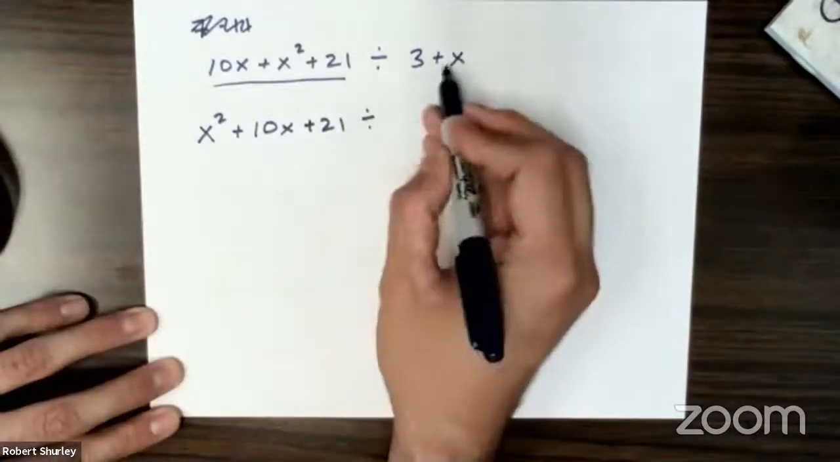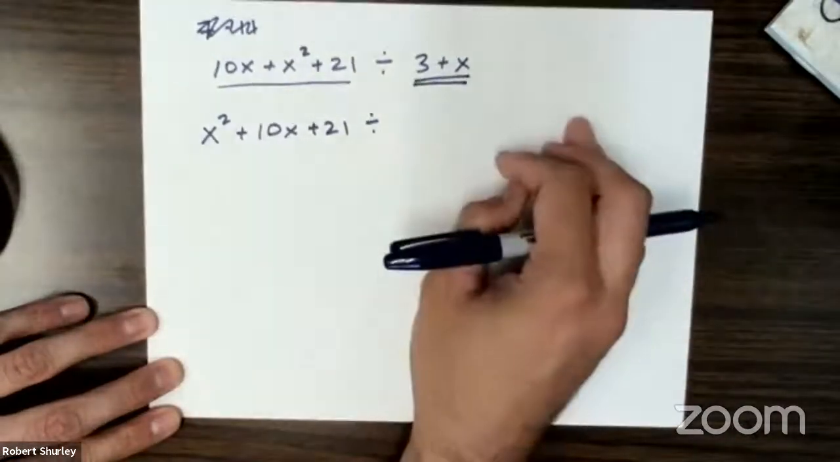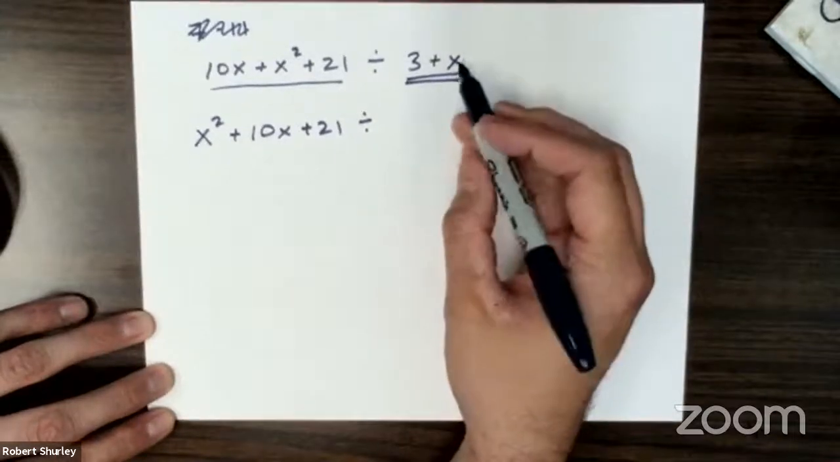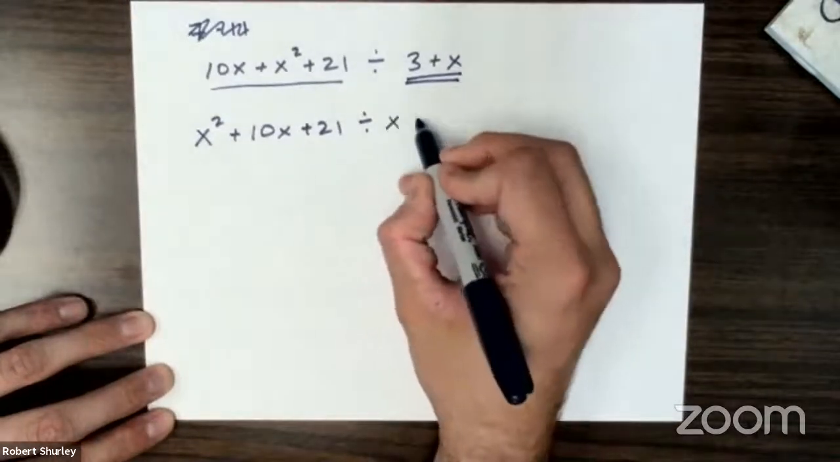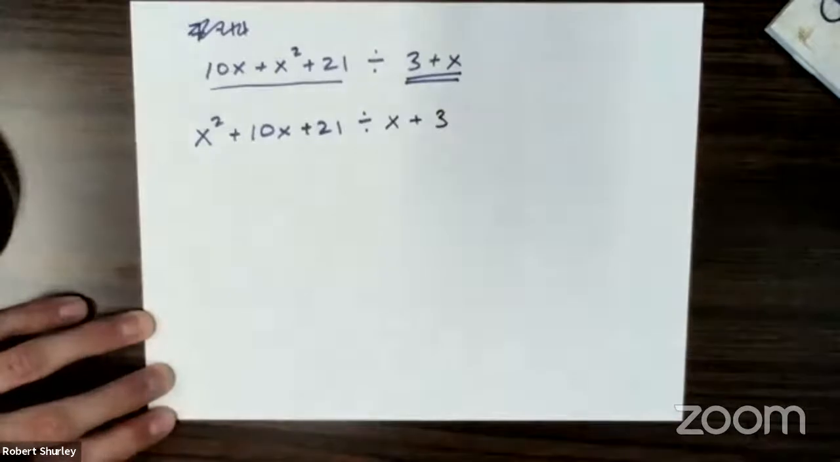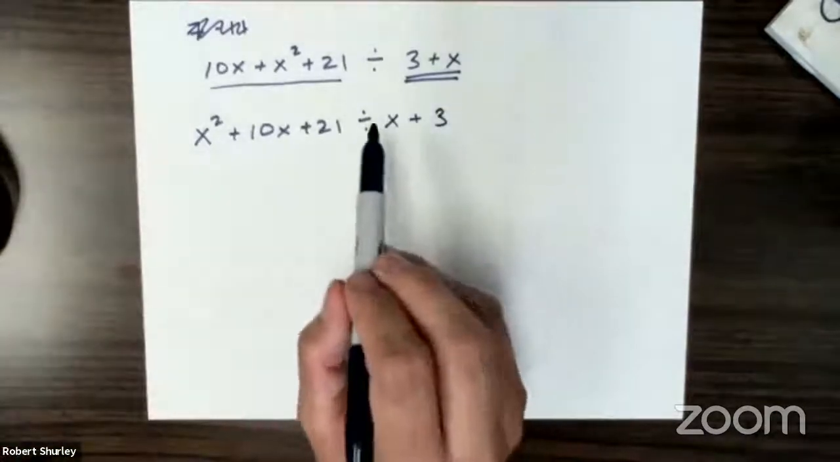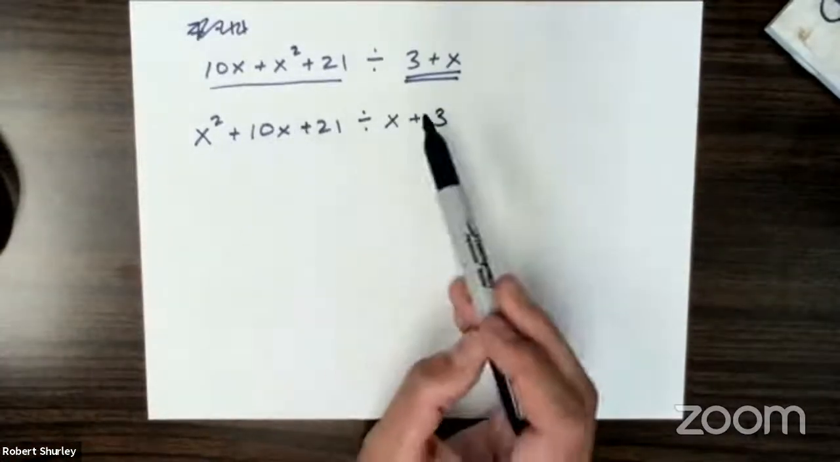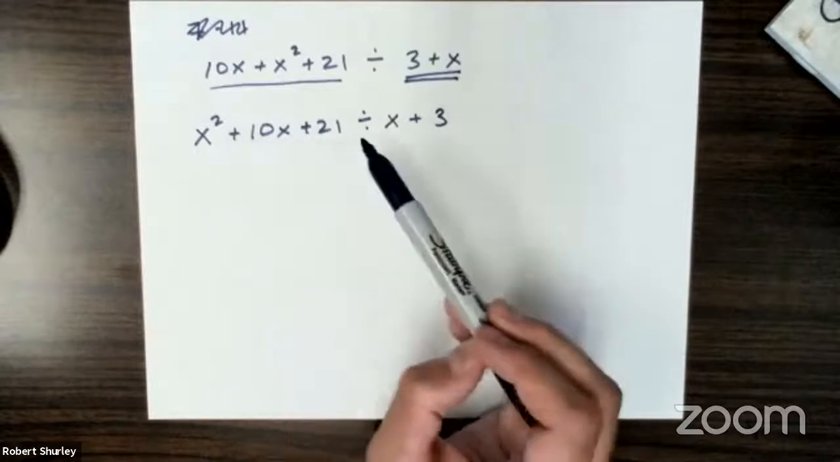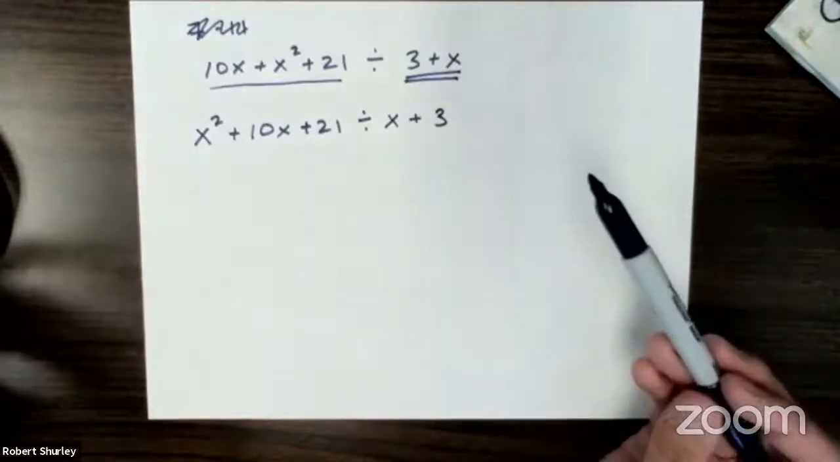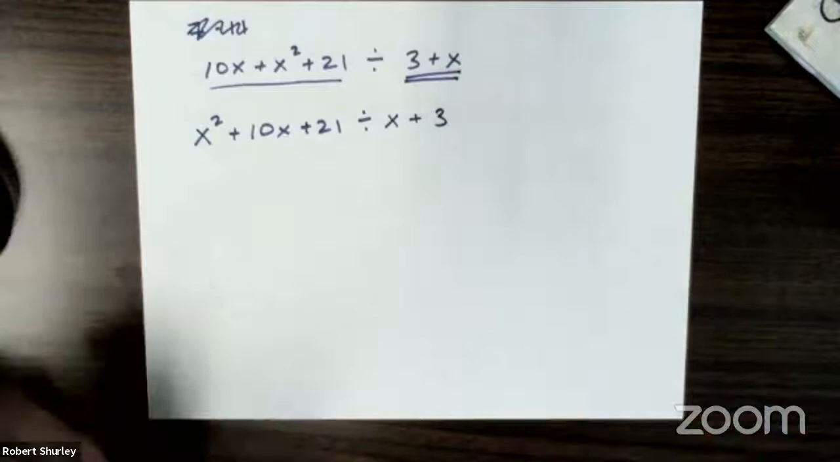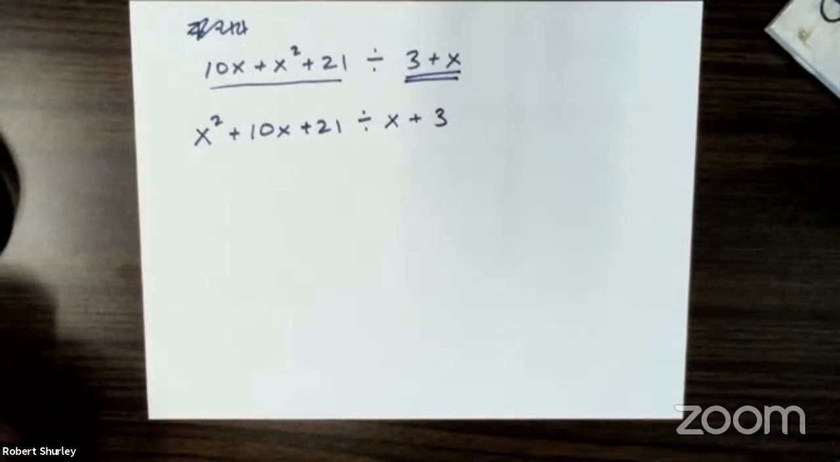And then the same thing with the divisor here. We've got to write that in descending order. So the x comes first, plus 3. Okay, so before you do synthetic division, you have to have each polynomial written in descending order with missing terms. Now, there's no missing terms here. I'll do an example of that probably in the next one. Okay, how to handle that.